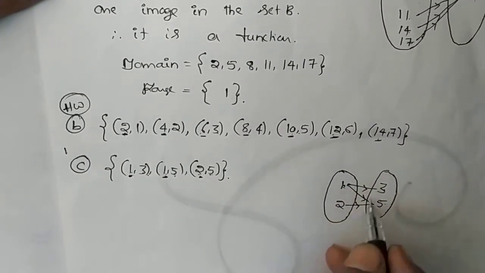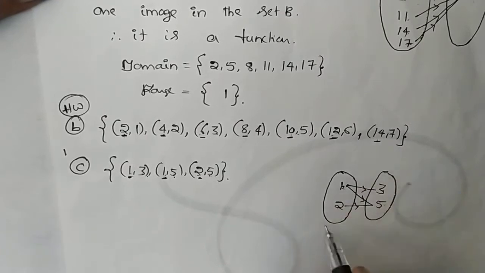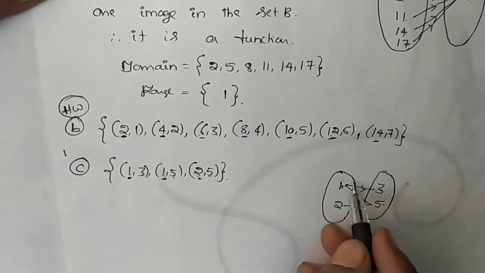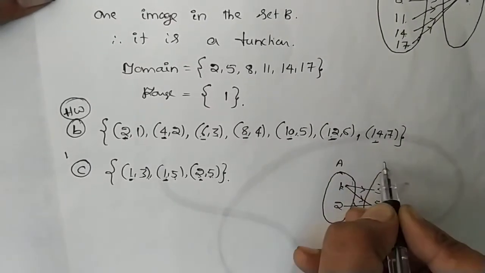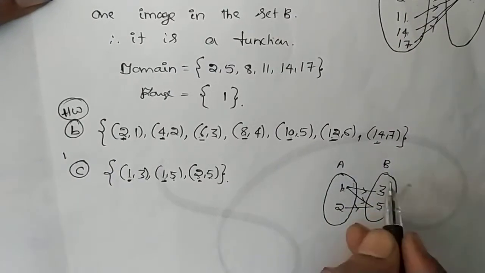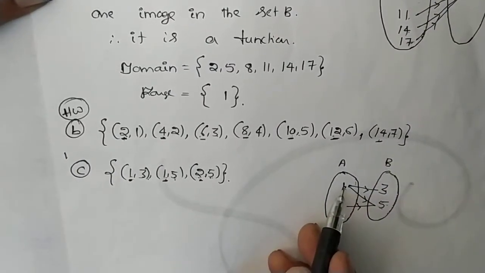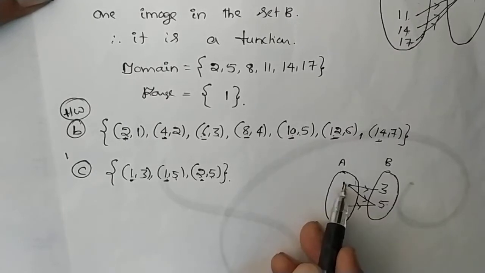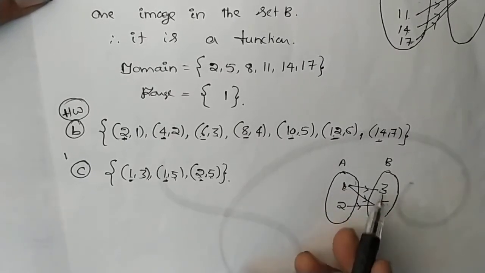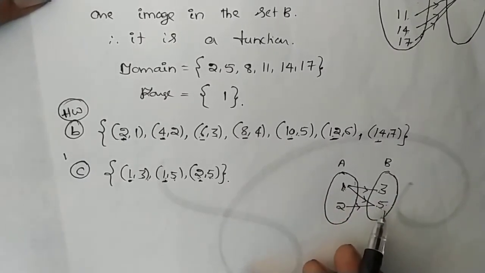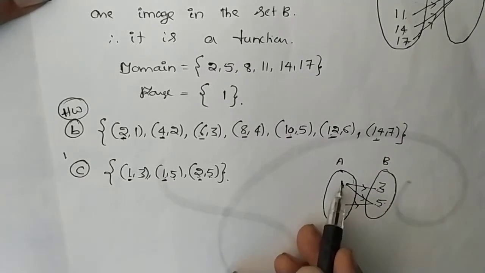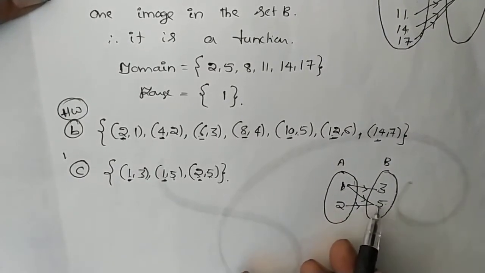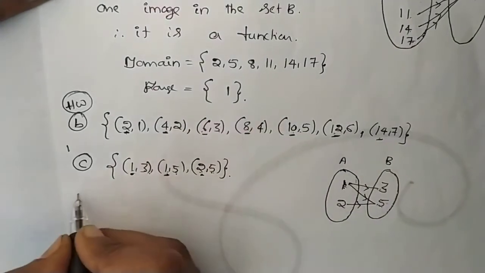According to the definition of a function, every element in the set A has one and only one image in the set B. Here, for the element 1, we have two images, 3 and 5. Therefore, it is not a function.